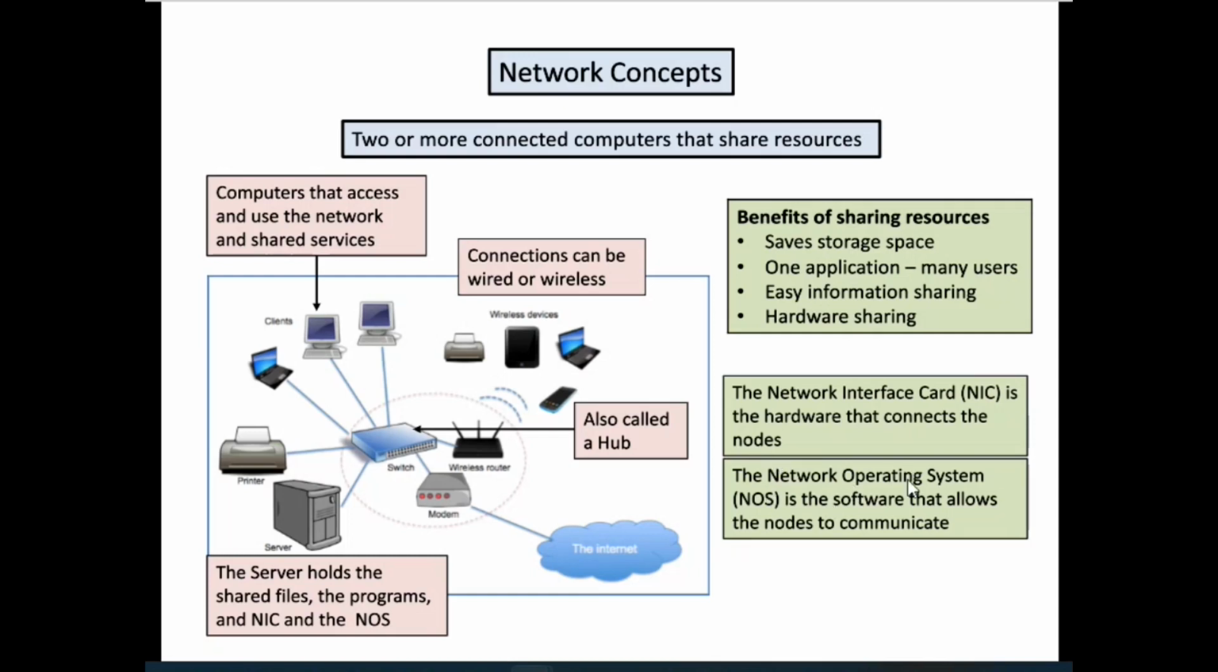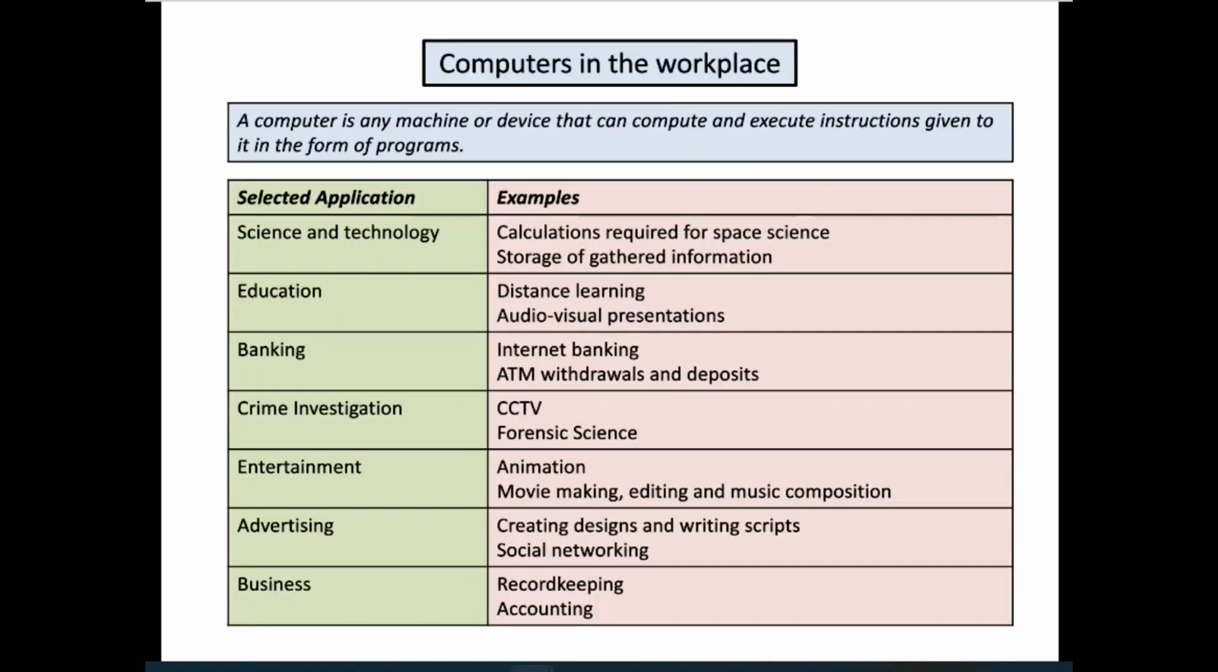And the network operating system is the software that allows the nodes to communicate. Okay, so once again, like with everything else, if you're going to run a network, you need to have the right hardware as well as the right software in order to do that.